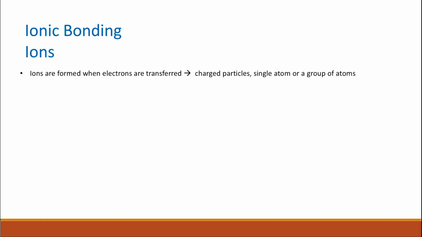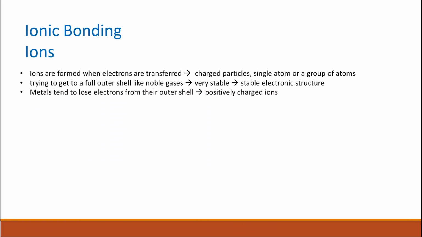Ions are formed when electrons are transferred. When metals lose electrons, they will form positively charged ions, and when nonmetals gain electrons, they form negatively charged ions. All the elements will try to gain or lose electrons in order to get to a full outer shell of electrons, which is the more stable configuration for the atoms. So they tend to lose or gain electrons to form ions.